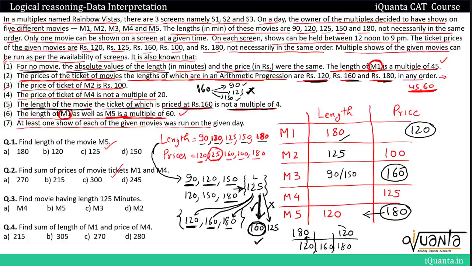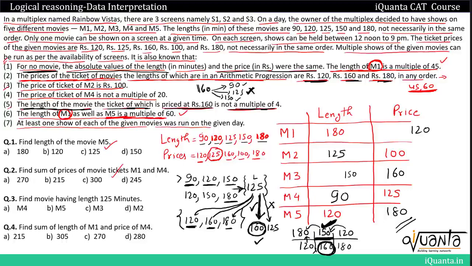So to form an AP: 120, then some term, and then 180. What can come here so that we can form an AP? It is very clear that only 150 can come here. So we can say that the movie having price 160 will have length 150. I hope this is clear to you. So the movie having price 160 is over here, so it must have length 150. Now only movie M4 remains, so its length will be 90. So now we have arranged everything. We have assigned the movies their lengths and prices also.